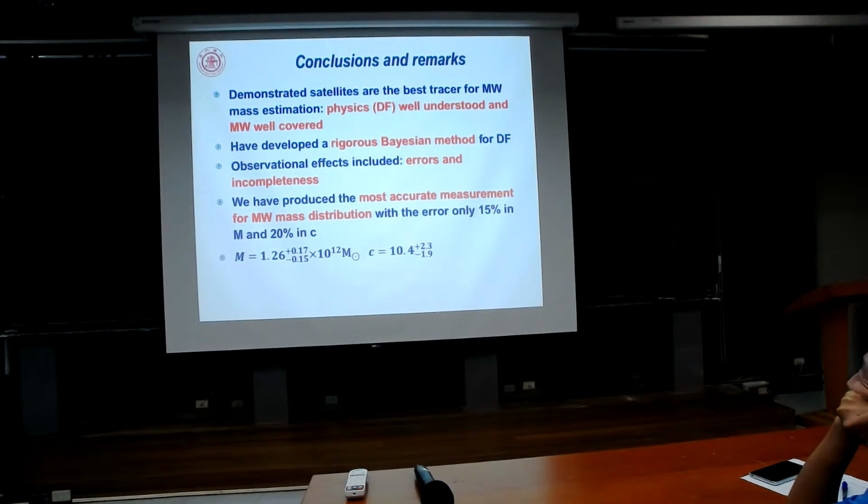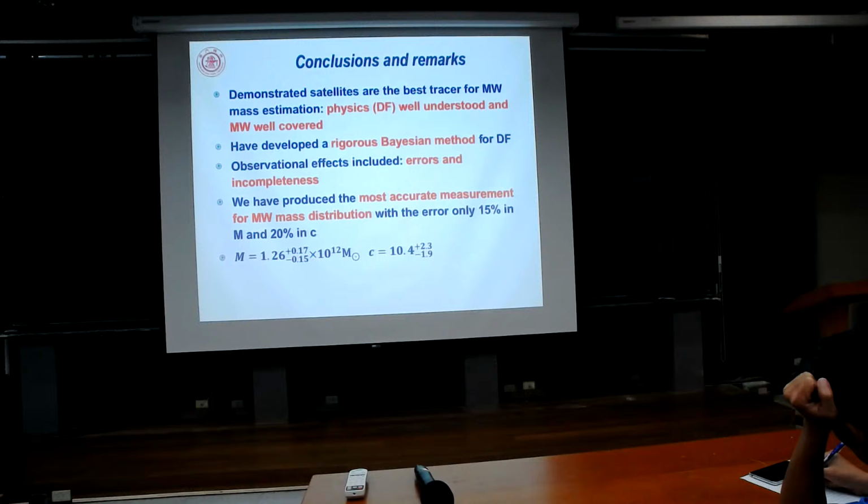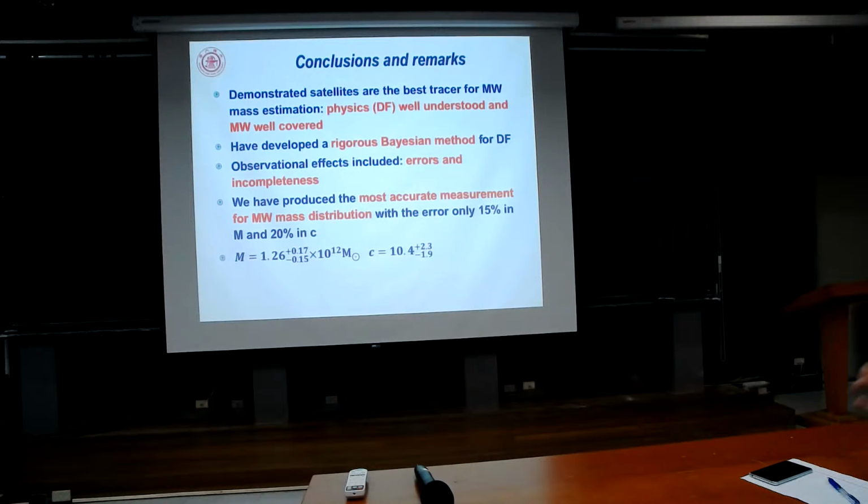Okay, so this is my conclusion. It's a lot of information, and we have demonstrated that satellites are the better tracer for Milky Way mass estimation, because the physics is understood, and also the whole mass of the Milky Way can be well covered. We have also developed the formal method for including errors and incompleteness. And this is our determination for the halo mass. What I want to stress is that the error in mass is only 15%, and in concentration about 20%. So it's already very accurate in the determination. Thank you.